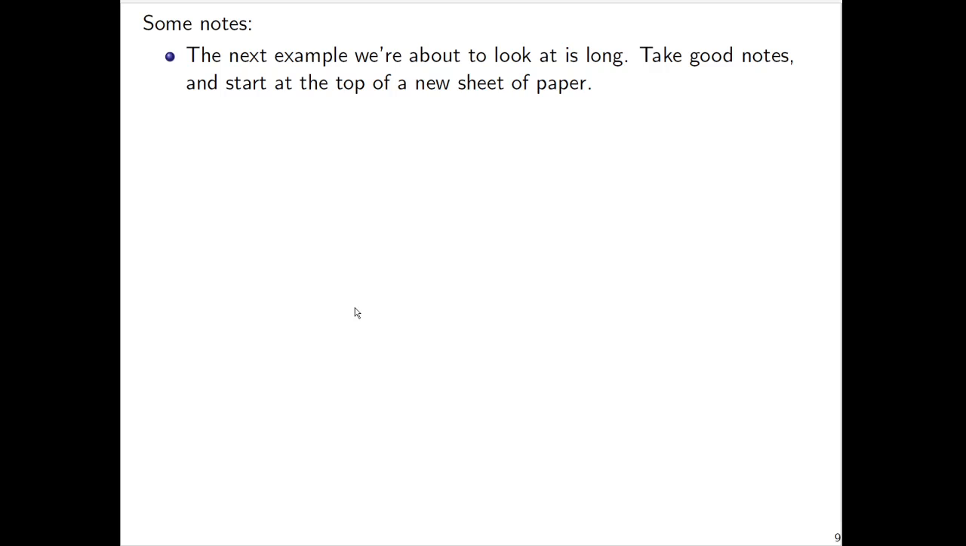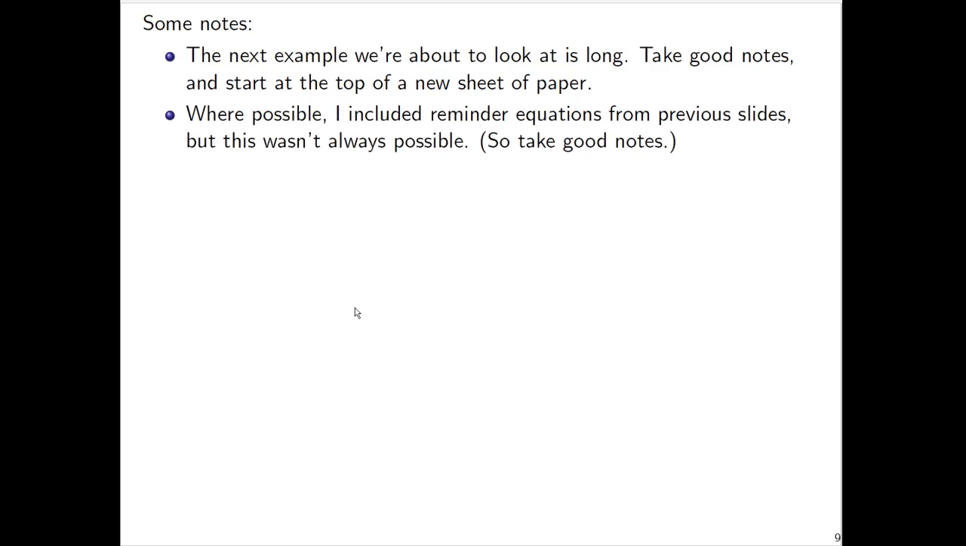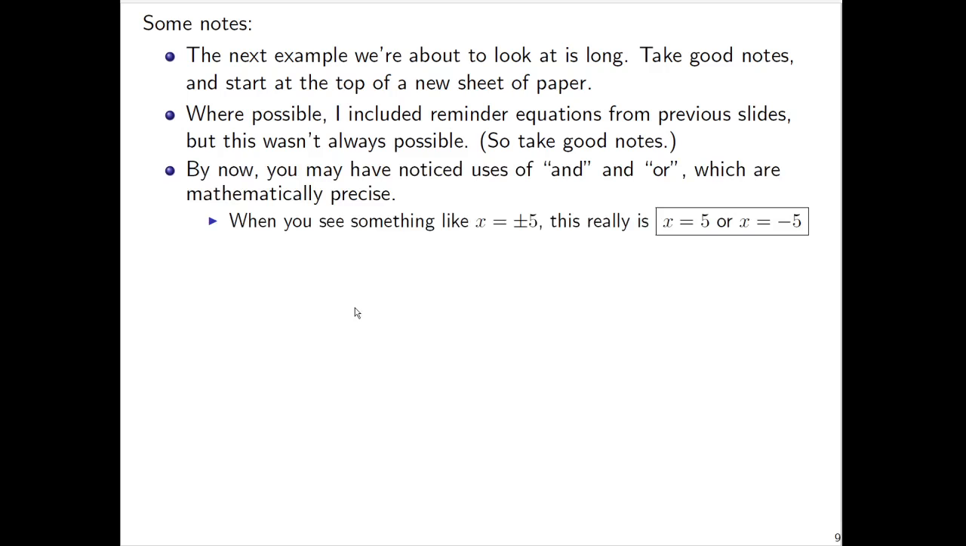All right, let's look at another example, but before we dig into it, just some warnings: the next example we're going to look at is kind of long. I would suggest take good notes and, you know what, perhaps start at the top of a new sheet of paper. Where possible, I included reminder equations from previous slides, but this wasn't always possible. Sometimes even the work within a slide took up so much space.